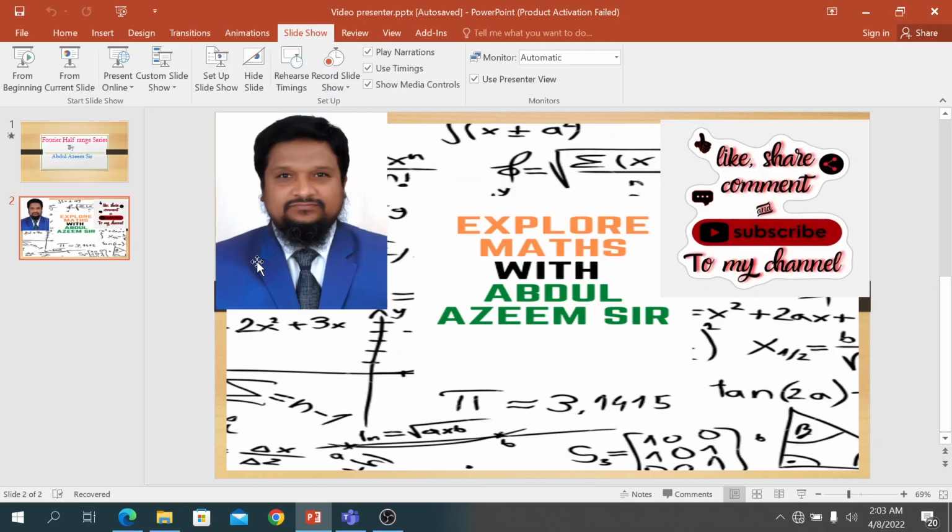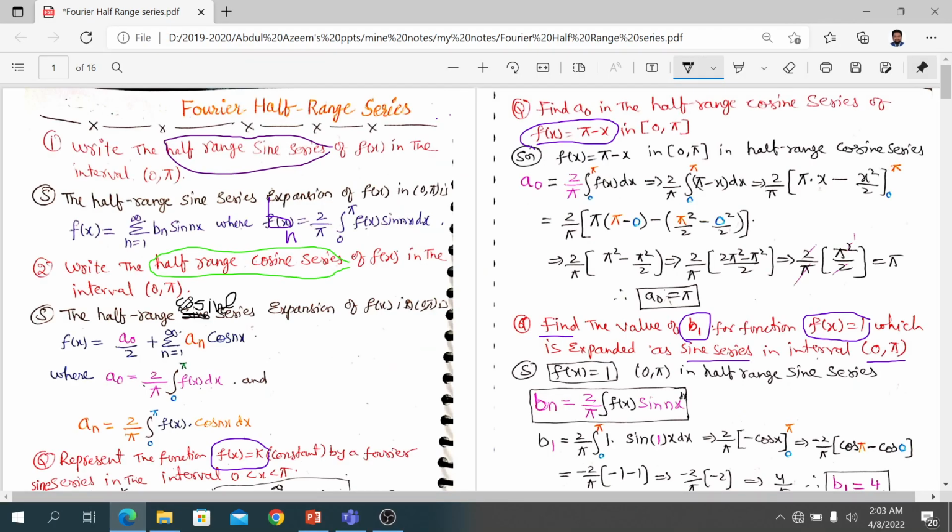Now let us begin the topic. Fourier half range series. So we have half range sine series and half range cosine series. What do you mean by half range? So the interval will be 0 to pi only. In the previous chapter, Fourier series, the interval was minus pi to pi, and here it is 0 to pi. That's all. So this is the difference.